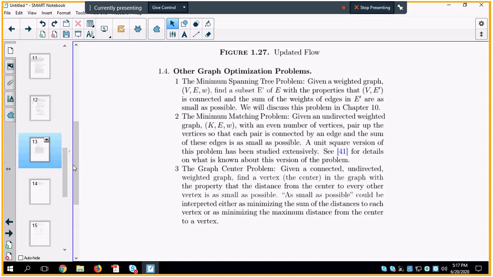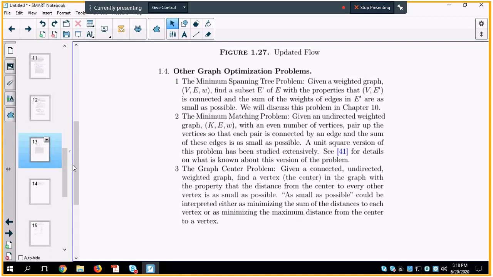Also of interest is the minimum matching problem. Given an undirected weighted graph with an even number of vertices, pair up the vertices so that each pair is connected by an edge and the sum of these edges is as small as possible. A unit square version of this problem also exists and has been studied extensively. So we might not get to that in this course, but this is something cool that you can look up and read about.